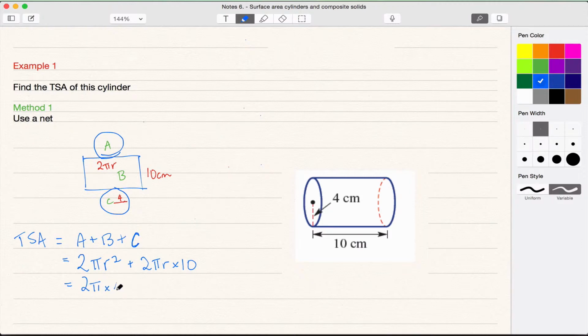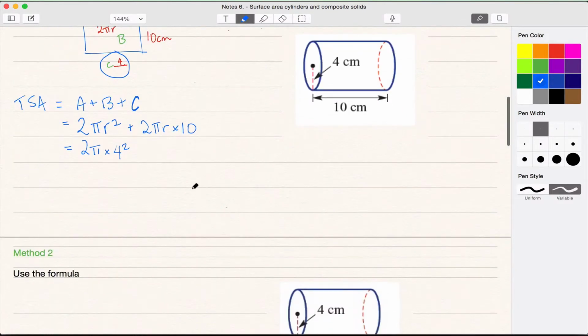Okay, now we need to substitute our r in, which is 4 centimetres. 2 pi times 4 squared plus 2 pi times 4 times 10. And putting that into the calculator, you should end up with 351.86. Now this is in centimetres, and we're looking at area, so it's squared.